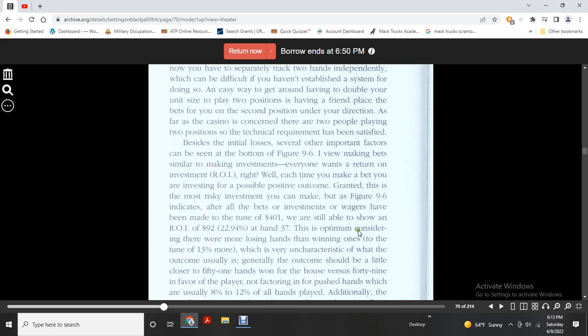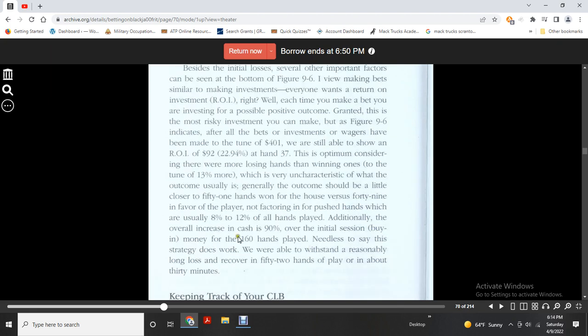22.94% on 37 hands, and the ratio of losing hands to winning ones was to the tune of 13% or more, which is very uncharacteristic of what the outcome usually is. Generally, the outcome should be a little closer to 51 hands won by the house versus 39 in favor of the player, not factoring in the push hands, which make up 8% to 12% of all the hands played. Additional overall increase in cash of 90% of the initial session buy-in money over 160 hands played. Needless to say, this strategy does work.